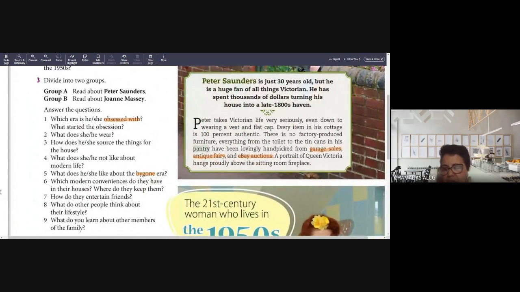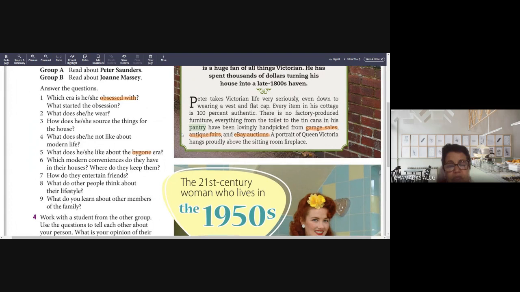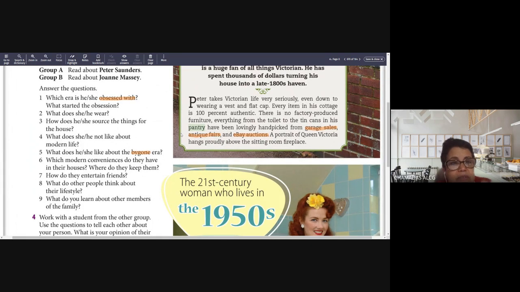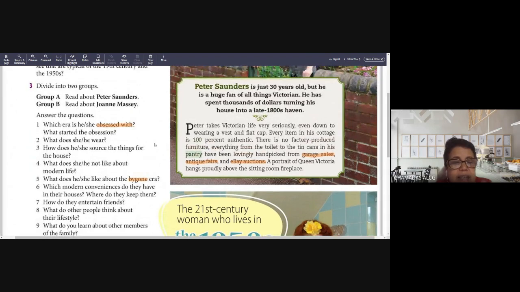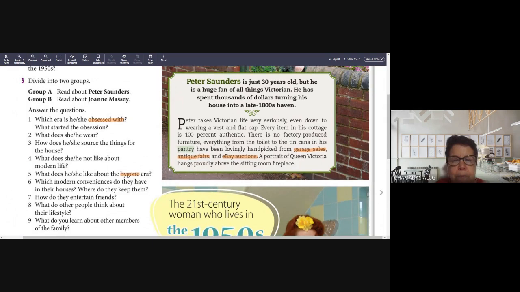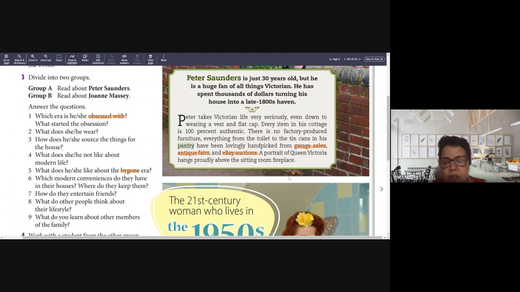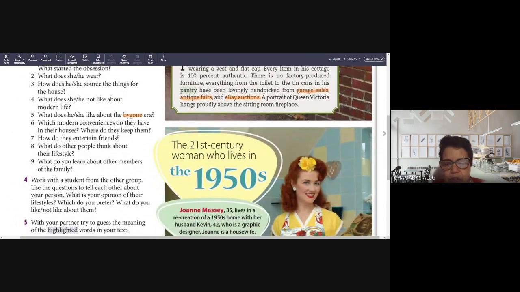So let me see how many students we have here today. Marcus, Lorena, Kaina. So I would like to divide, so we can read: half the class read about Peter and the other half about Joanne Massey. So let's see. Marcus and Kaina, you can read about Peter, and Lorena, you can read about Joanne.